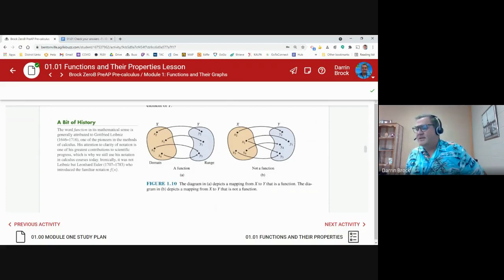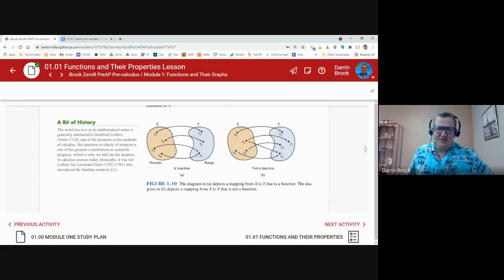If you see in example A, every X in the domain has one arrow going to a Y. Every X has one. Now, some of them go to the same Y. See, X3 and X4 both go to Y3, but they only have one. Example B, this is not a function because if we look here, X1 has two different arrows. X1 goes down to Y3 and it goes over to Y1. So that's what makes it not a function.